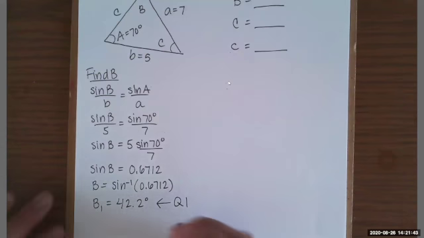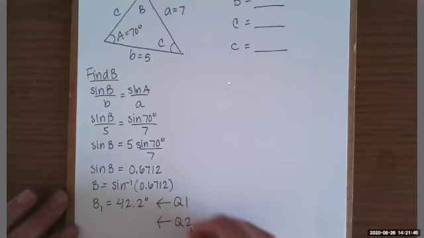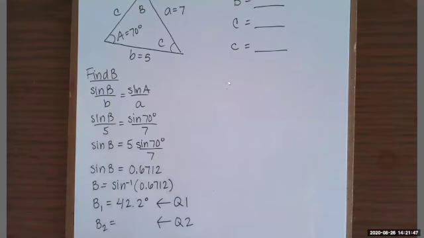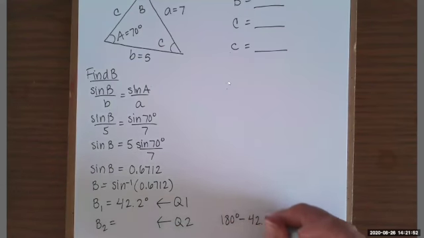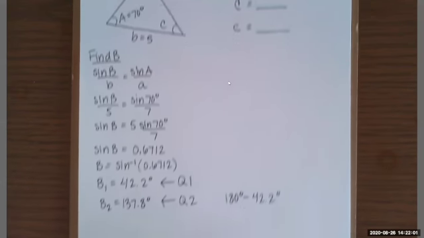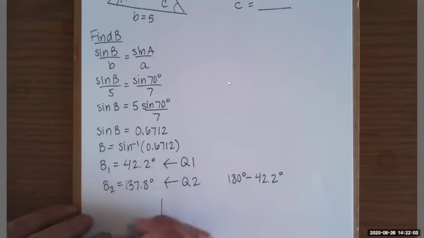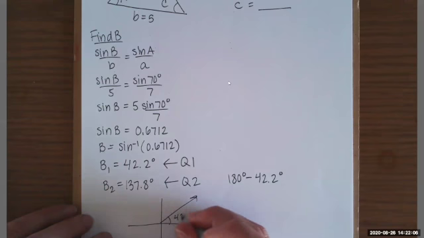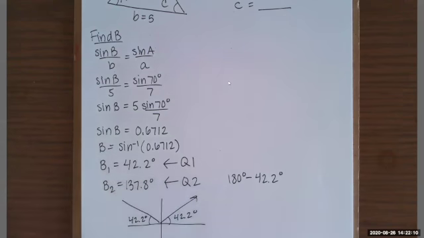So our solution in quadrant 2, as we've seen from the previous problems, to get those, what I'm going to do is take 180 and subtract the answer my calculator gave me. So the solution in quadrant 2 is 137.8. Again, the reason why this works is because our calculator tells us this answer, but we still have to consider this angle. So that angle in the second quadrant is 180 minus 42.2.